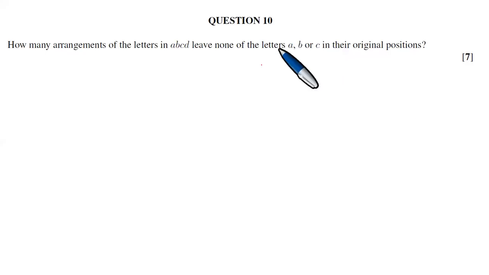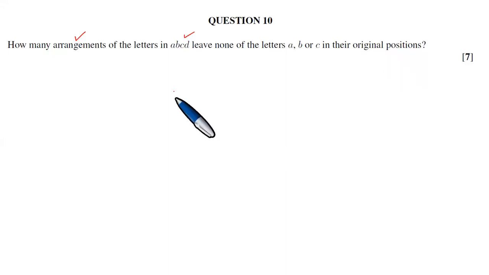Right. So we start by looking at how many arrangements, for instance, of the letters A, B, C, D leave none of the letters A, B, or C in their original positions. Okay. This question is 7 marks. Expect to see this question on the day of the exam. I think it's after tomorrow. So, how do we answer this question?